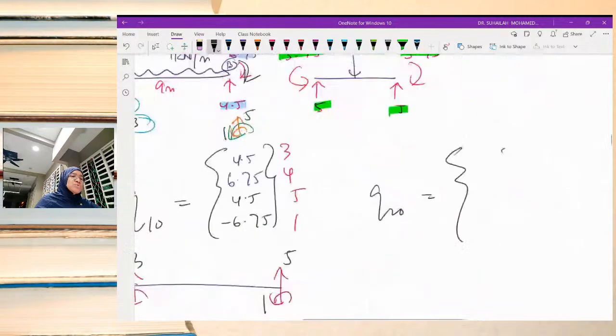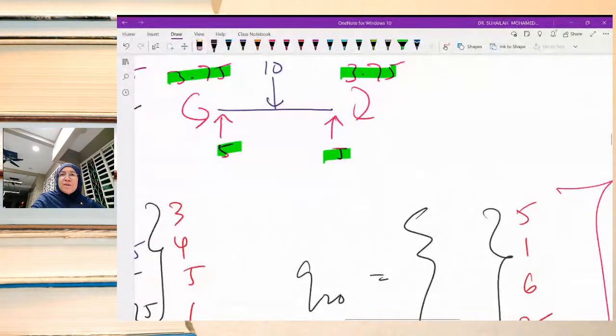Now we move to element number 2. For element number 2, what is the value for position 5? The degrees of freedom are 5, 1, 6, 2. So we have position 5, position 1, position 6, position 2.